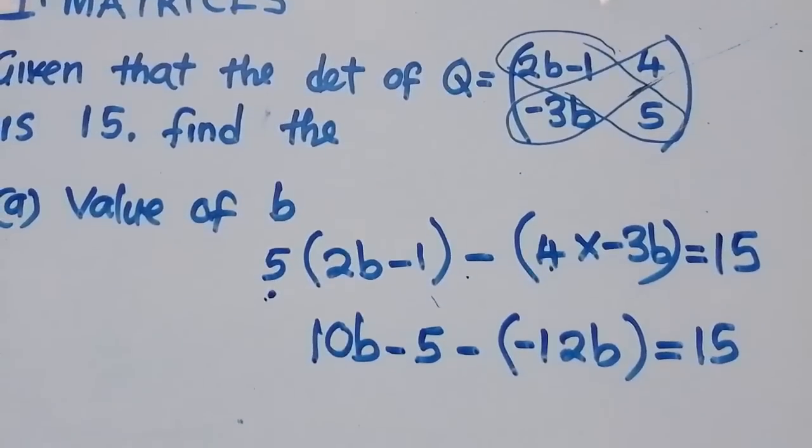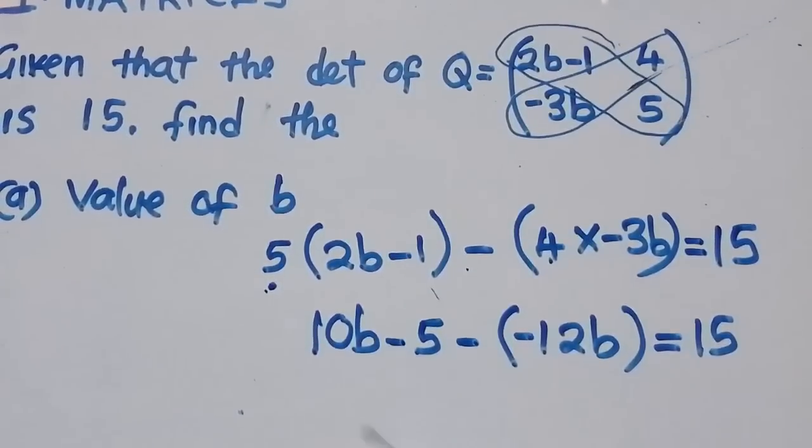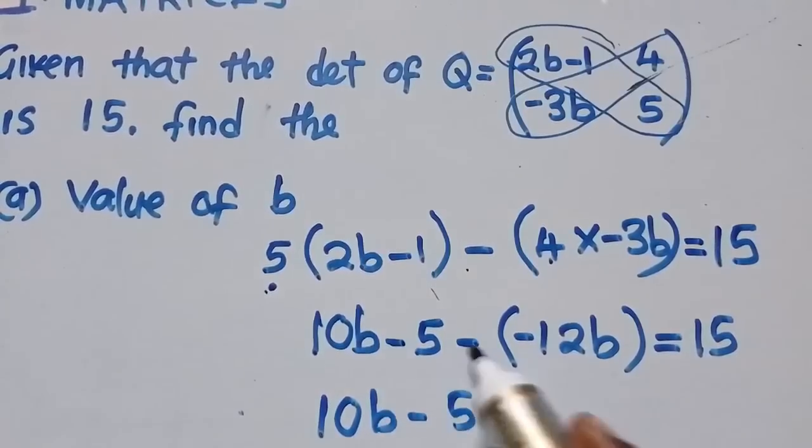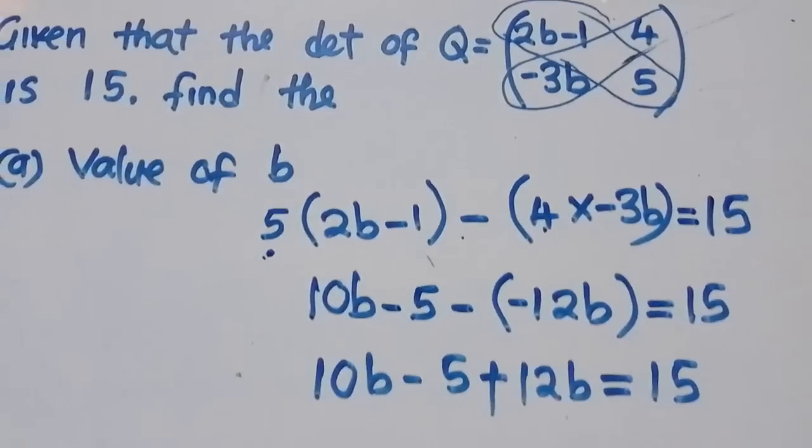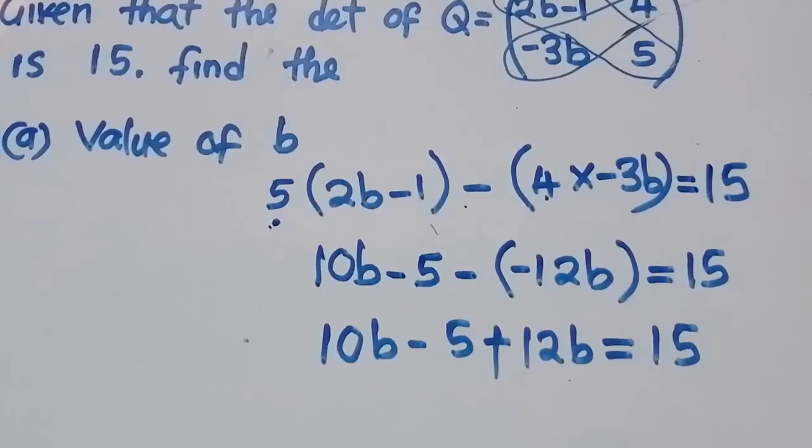From here, you continue with your calculations where you say 10b minus 5, the negative times negative is positive 12b, which is equal to 15. From here, the next thing that you are going to do is grouping of like terms.